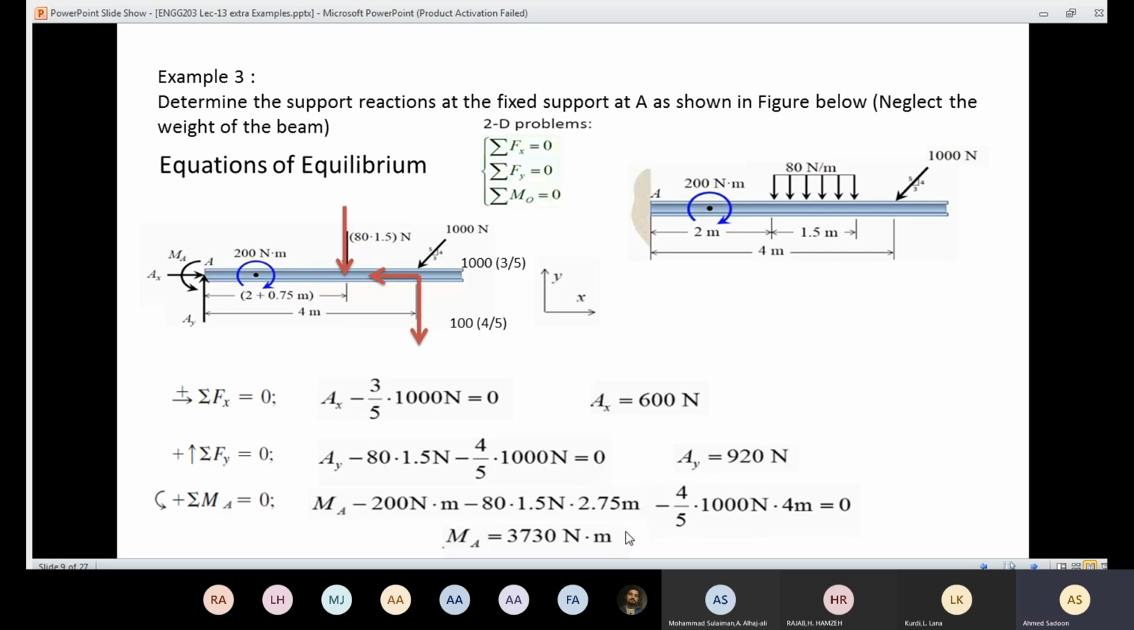So I'm going to give you a chance to ask about that example here. Do you have any questions regarding this example?